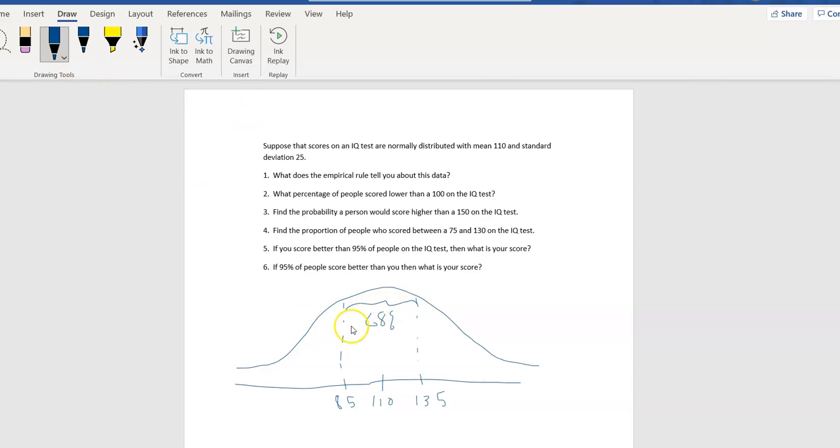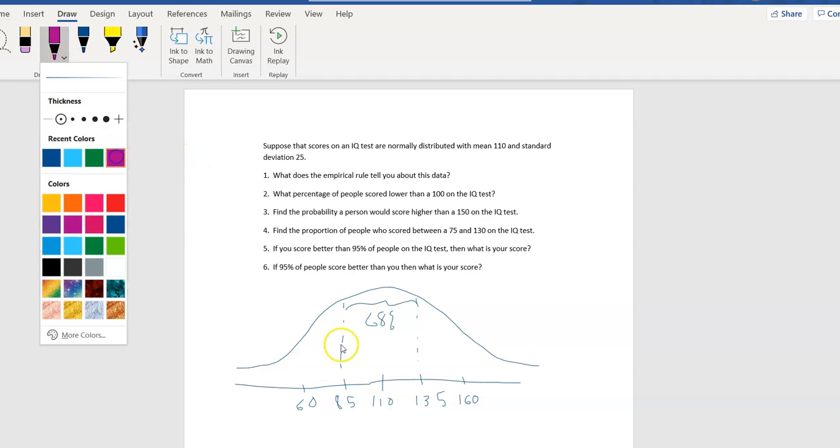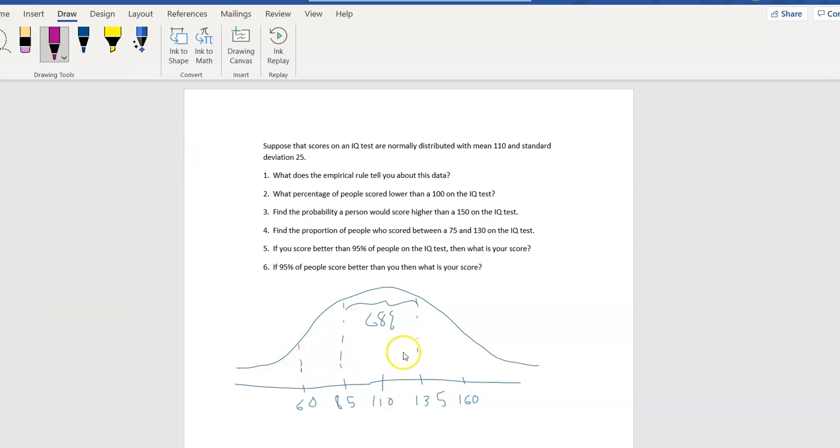All right, well, let's go further out. If we subtract 25 from this, we will go to 60. And if we add 25 over here, we'll go to 160. And we know that the empirical rule says that 95% of people who take this IQ test should fall in these bounds.